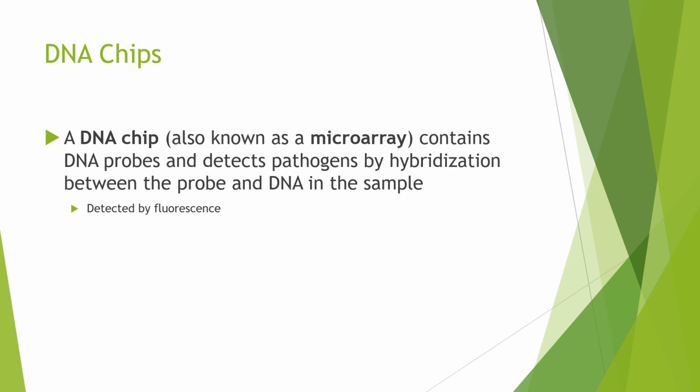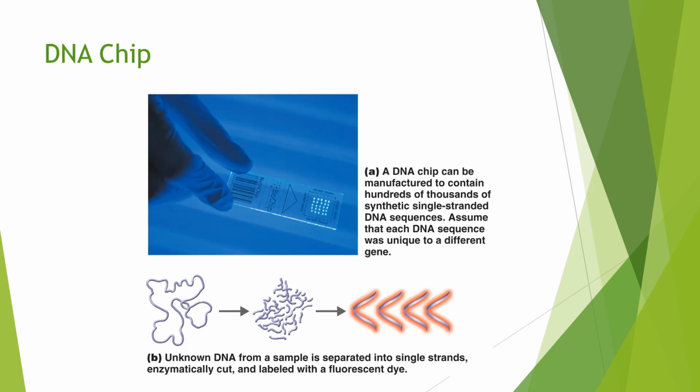Another way of detecting that DNA hybridization is using a DNA chip. With the DNA chip, again, we add the DNA probes that are usually fluorescent DNA probes to a sample of DNA that we have on that chip. And again, if we do detect any fluorescence, then that means that we do have this bacteria on the chip. So it looks something like this.